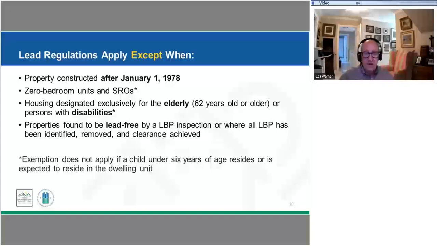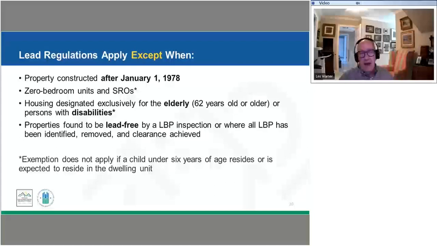We similarly have an exclusion on this for units that are specifically set aside for the elderly or persons with disabilities. So it's not just that we happen to have a unit that is occupied by the elderly or disabled, but that these units have been set aside and restricted to be specifically for elderly and disabled individuals. And again, if in those restricted units we still end up having a child under the age of 6 occupying or expected to occupy, then that exemption is going to go away because we have a child at risk that's going to occupy that unit.